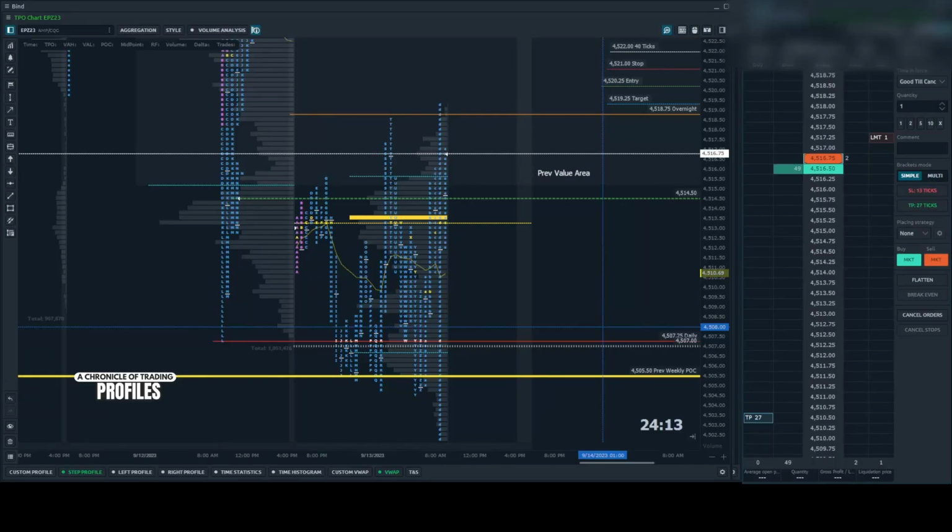I want to short this level up here. I'm just waiting for it to fill my order. I think we're going to rotate back to the lows.